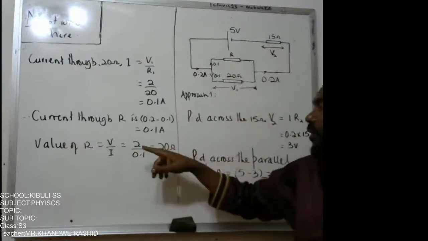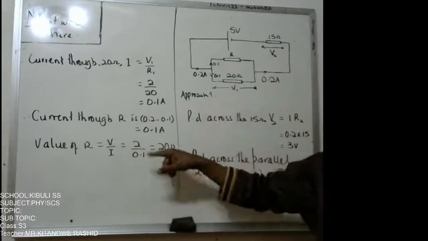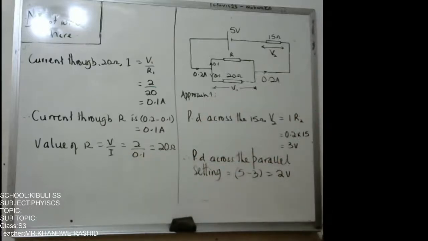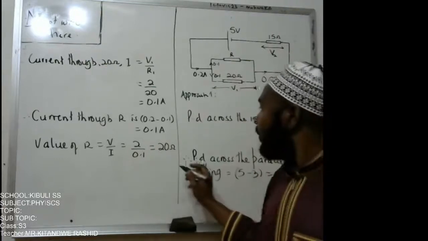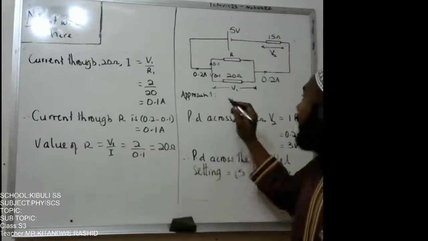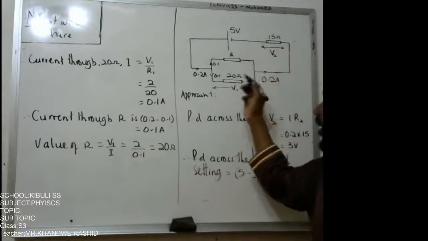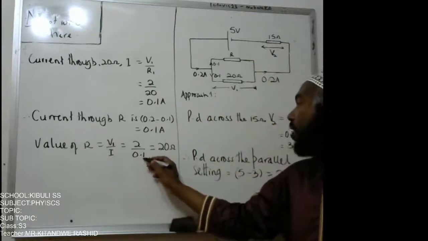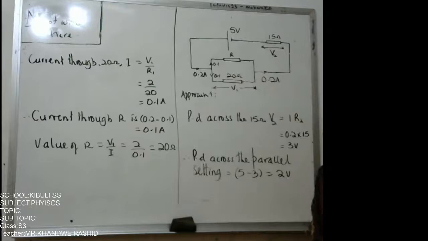Then, the value of R is V over I. The V we are talking about is the V across the parallel. This one, actually, we had called it V1, over I. You can call it anything, but the I is 0.1, and we get the answer to be 20. Are we now okay?